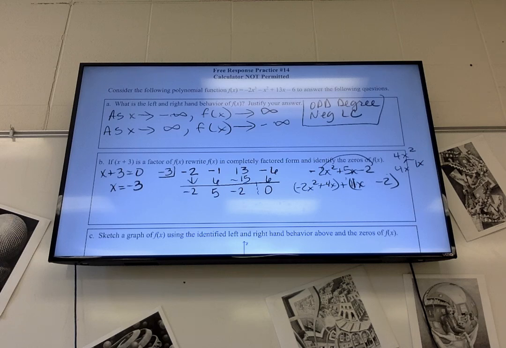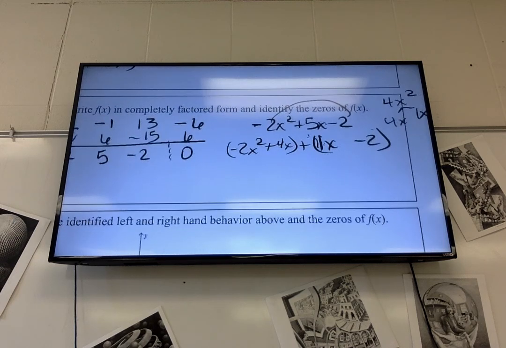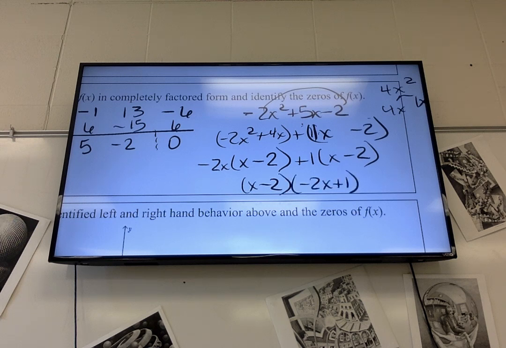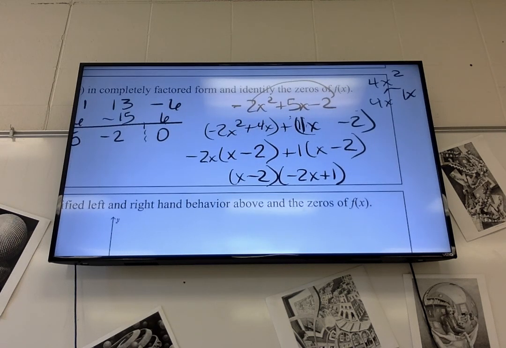I had to do the long no fuss method just because there was a number in front of the x squared. So factor out a negative 2x, leaves me with x minus 2. Here there's nothing to factor out, so I have to pull out a 1, also leaving me with x minus 2. So that's x minus 2, negative 2x plus 1, and then don't forget your original factor, which was x plus 3. So there's the completely factored form.